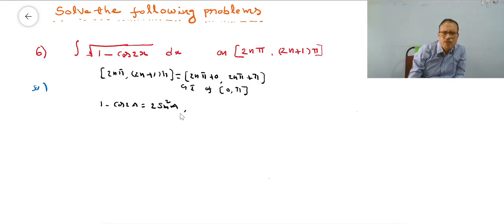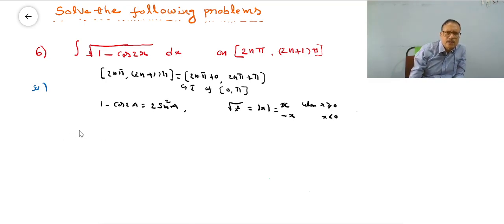I am going to use one more formula. Root of x square is equal to modulus of x. That is equal to x when x is greater than or equal to 0, and minus x when x is less than 0. Modulus of x is equal to x when x is greater than or equal to 0, minus x when x is less than or equal to 0.